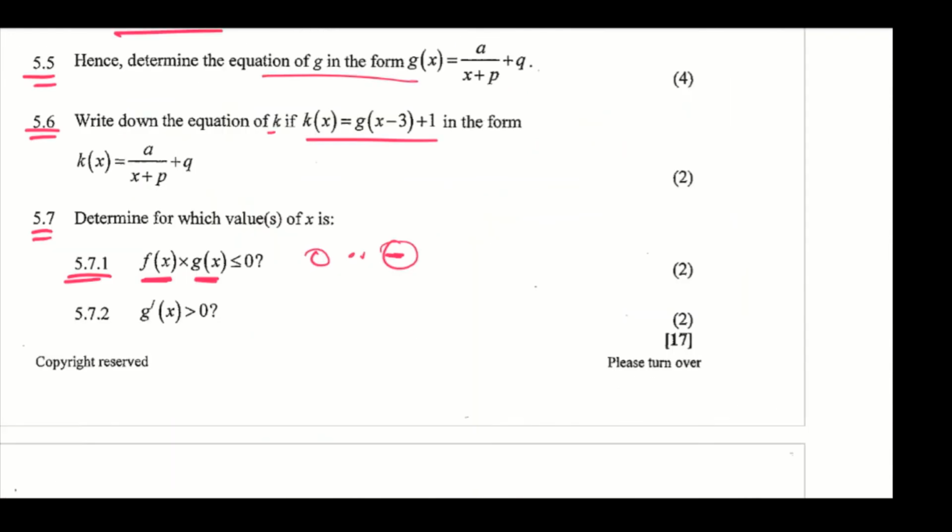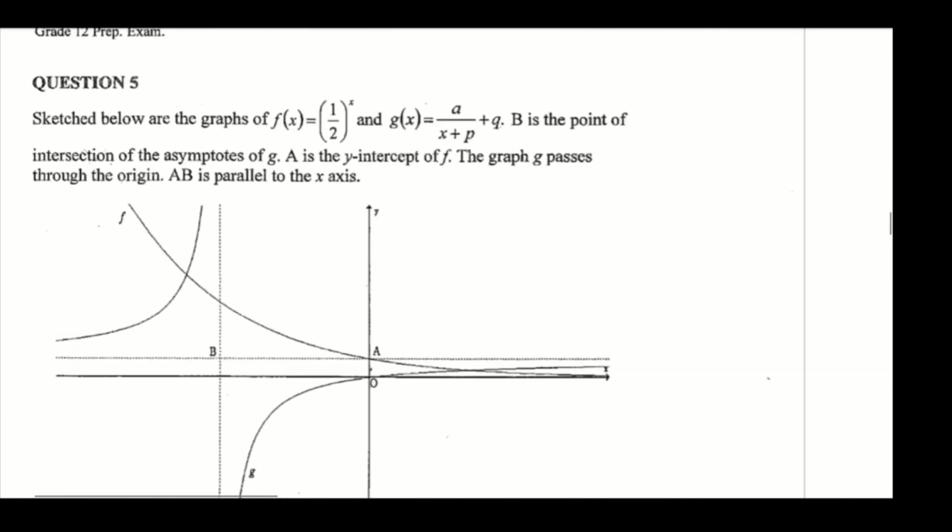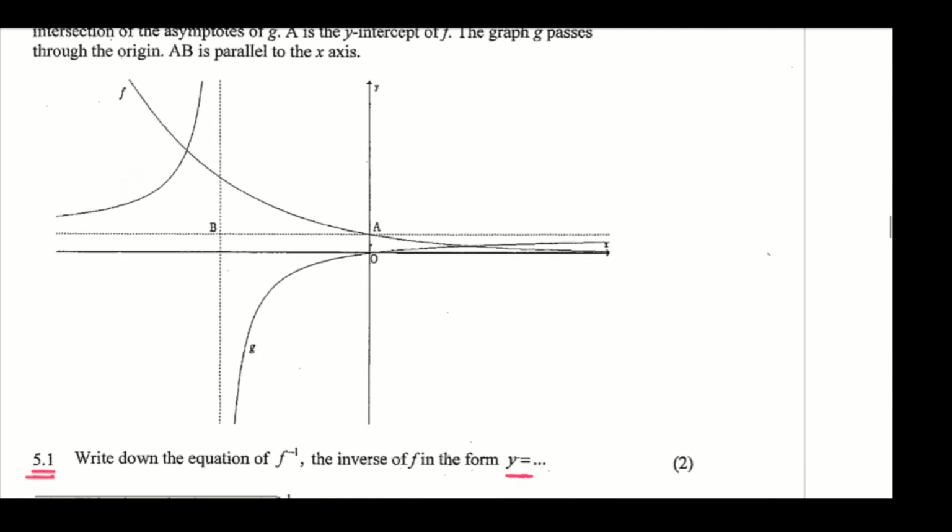So now 5.7.2, we are asked to find solutions of x when g prime of x is greater than 0. So what this means now is we want to know the values of x when the gradient of g of x is positive, it's increasing. So this is our g of x, and this is also our g of x.